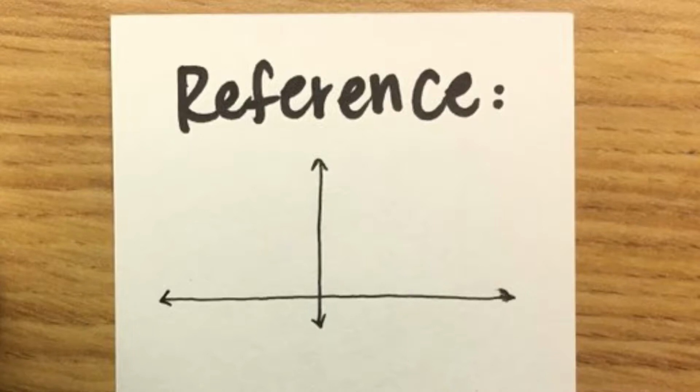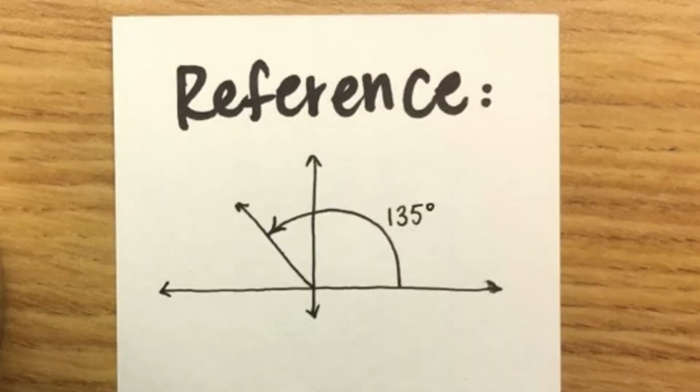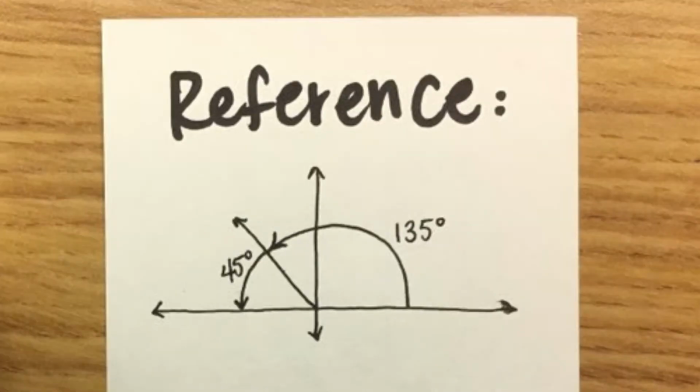side and the x-axis. So for example, let's say we have an angle of 135 degrees whose terminal side remains in the second quadrant. The distance between the terminal side and the x-axis would be 45 degrees, and therefore 45 degrees is the reference angle.